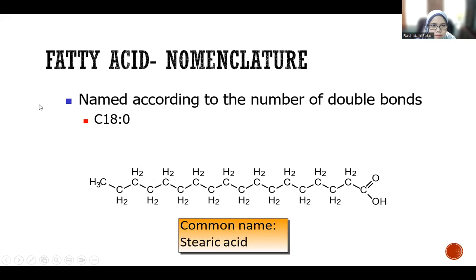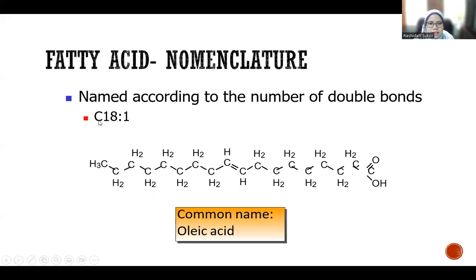Okay, name according to the number of double bonds. This one is 18:0, which is 18 carbons, no double bond, stearic acid. And then 18:1, the chain bends a little. The 1 means one double bond, and the location is counted 1, 2, 3, 4, 5, 6, 7, 8, 9, so number 9 from the carboxyl end. Counting from the other end it is also 9, because it is 18 carbons.